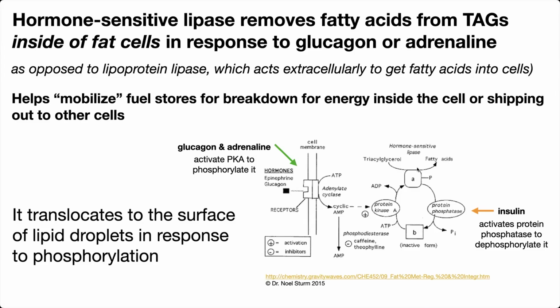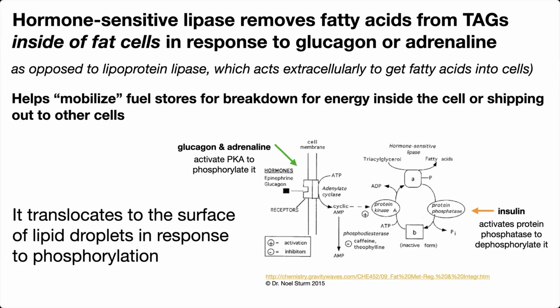So that's great if you've got glucagon or adrenaline telling you that you need to release some energy. But what if you got the opposite situation? You got insulin. Insulin is saying we've got a lot of glucose, let some in, and let's actually go and store it. And so if we're storing these as fats, we don't want to be breaking down the fats at the same time. And so insulin is going to activate a protein phosphatase. Remember, a phosphatase removes phosphate groups.